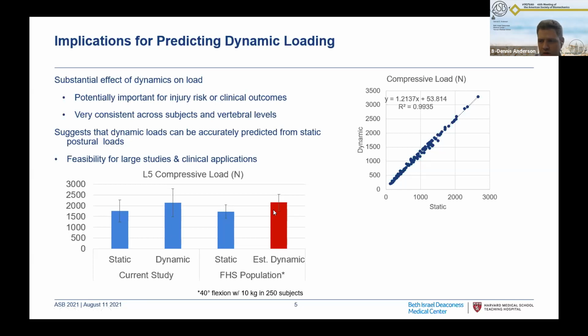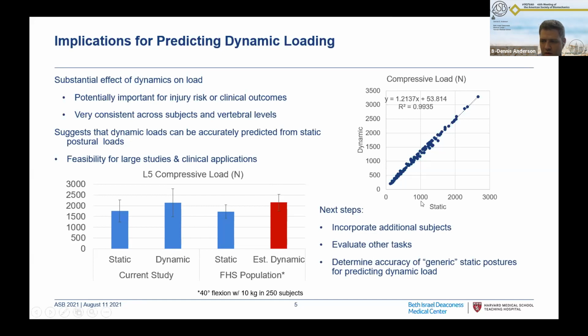And so, we hope that this type of approach could improve the feasibility of evaluating dynamic loading for large studies, such as this Framingham population, or for clinical applications. So there are some limitations, and our next steps include incorporating some additional subjects that we have collected in our lab, and definitely evaluating other dynamic tasks. And finally, to determine the ability of more generic static postures to predict these subject-specific dynamic loads.